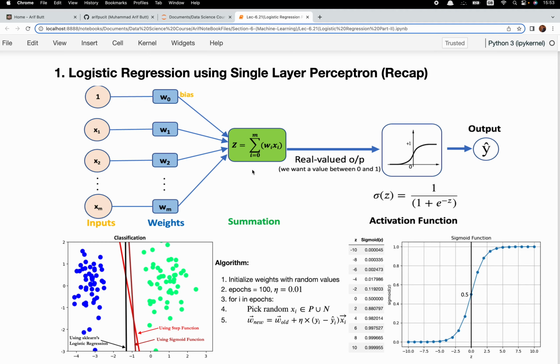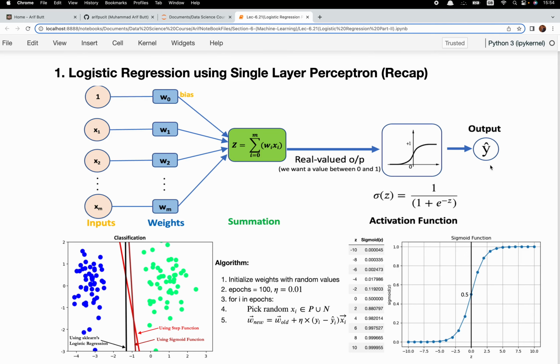This summation unit over here, shown in green, computes the sum of the dot product of the two vectors, weights, and the feature values. The output of this summation unit is represented by Z, which will be a scalar value and can be in the range of -infinity to +infinity. In the previous session, we used the step function and sigmoid function as the activation function, which convert or map this real value of Z to the predicted value of Y hat.